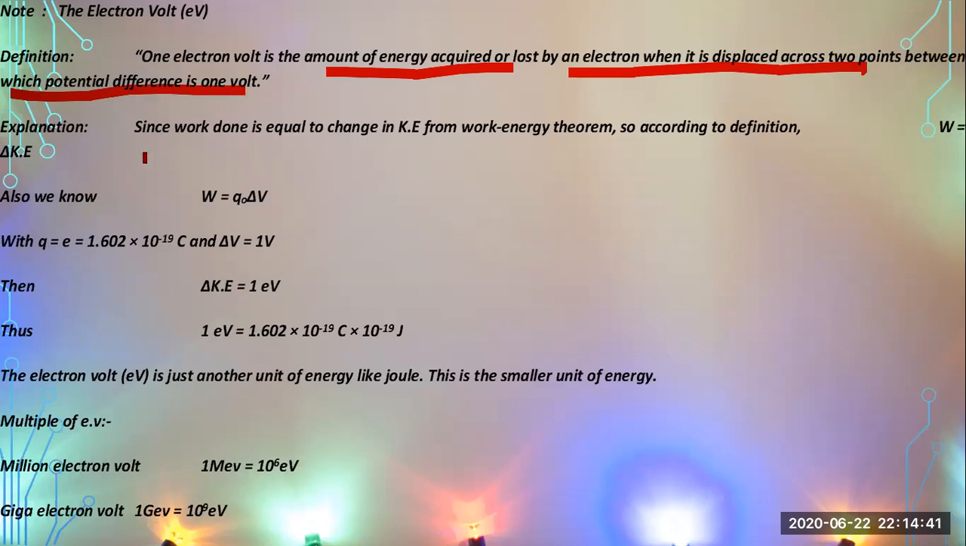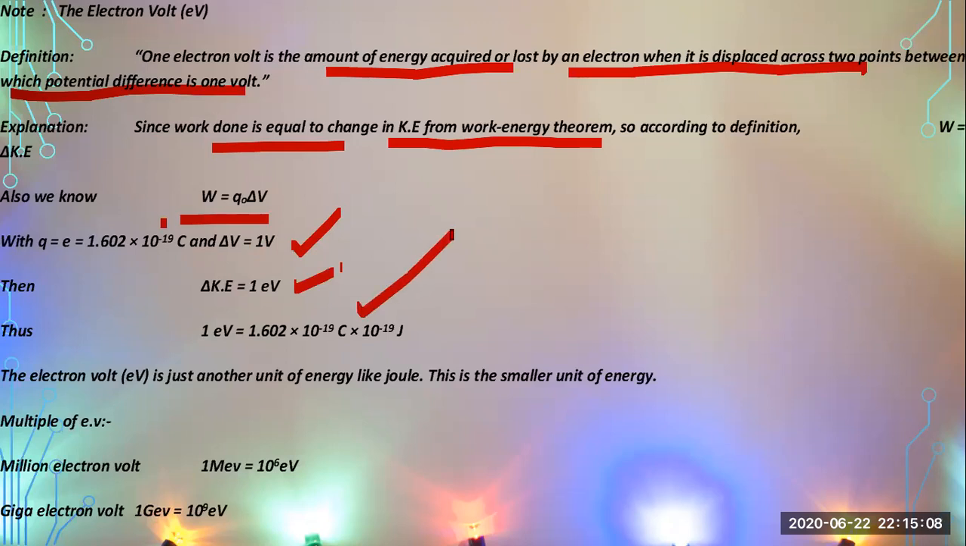What is the explanation? Since work is done to change kinetic energy, by the work energy theorem, according to the definition this is the amount of work done, with one electron as the charge, and the kinetic energy is 1 electron volt. 1 electron volt is equal to 1.602 into 10 raised to power minus 19 coulomb multiplied with the potential difference. The electron volt is just another unit of energy like joule, and it is a smaller unit of energy.